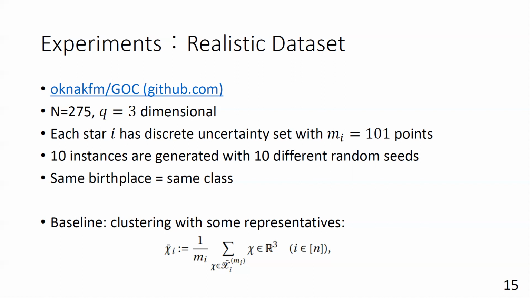And as for the baselines, we employ clustering with feature representatives that are computed by averaging the uncertainty set. So the baseline can be regarded as a slight modification of the existing study called the UK-means algorithm.